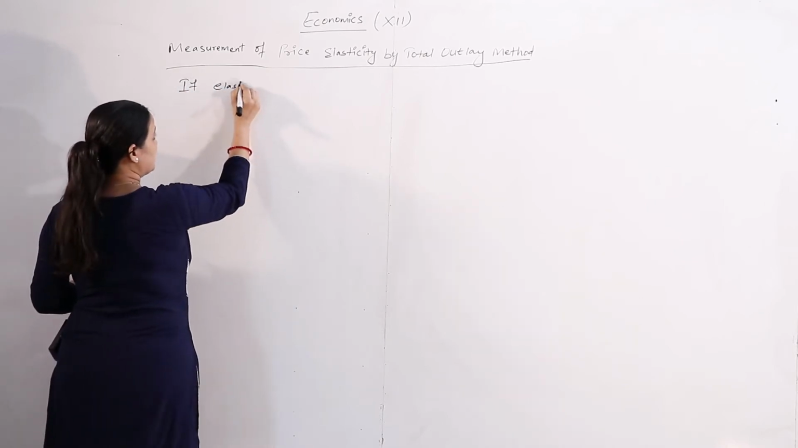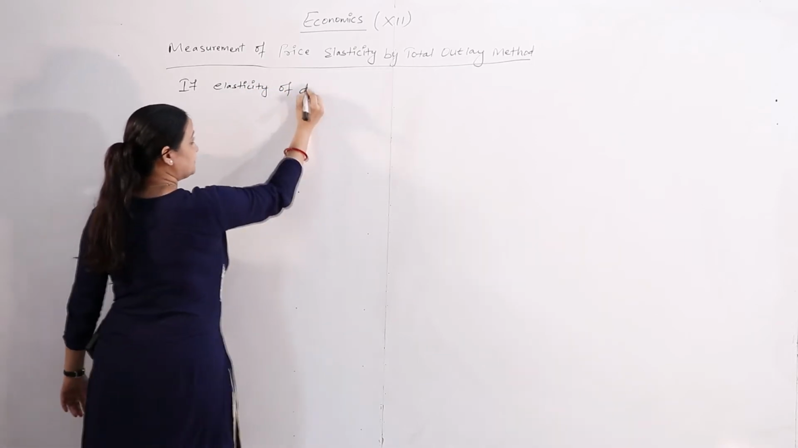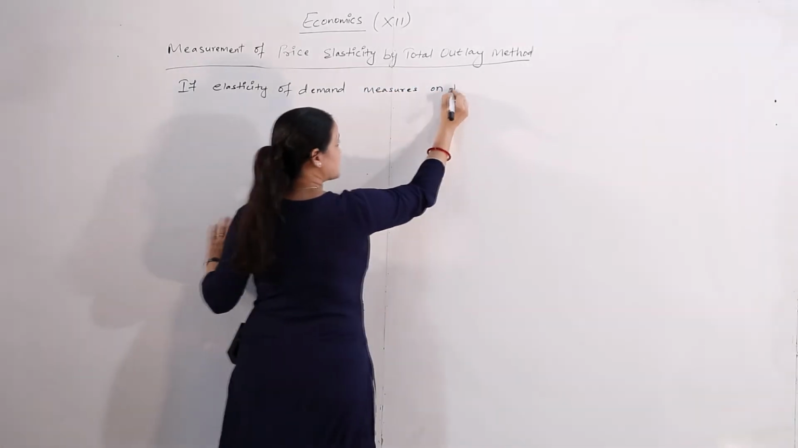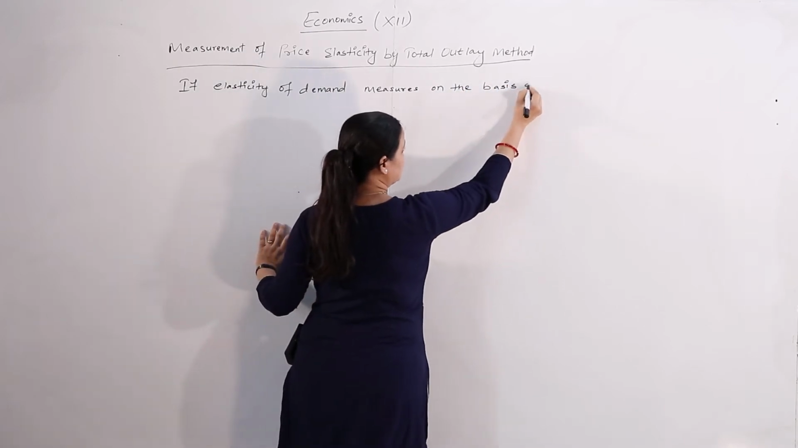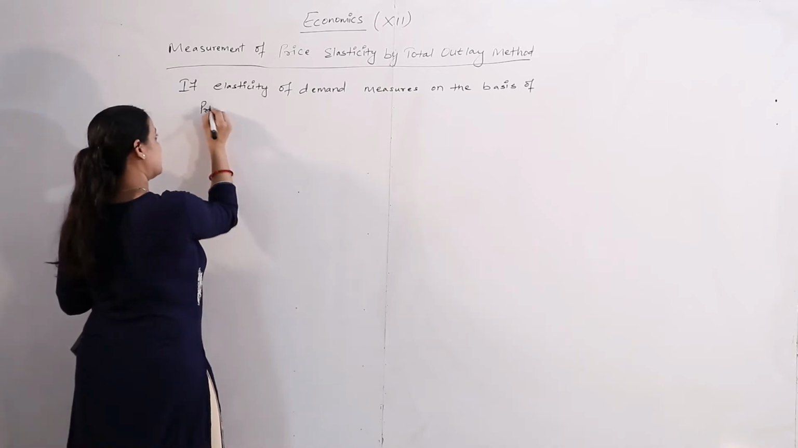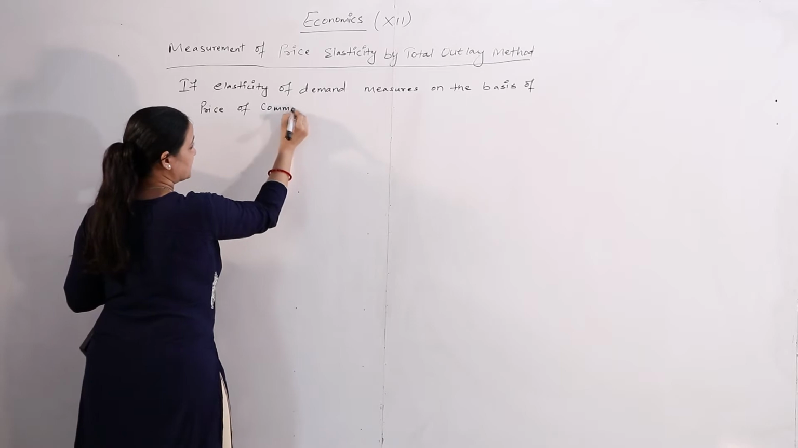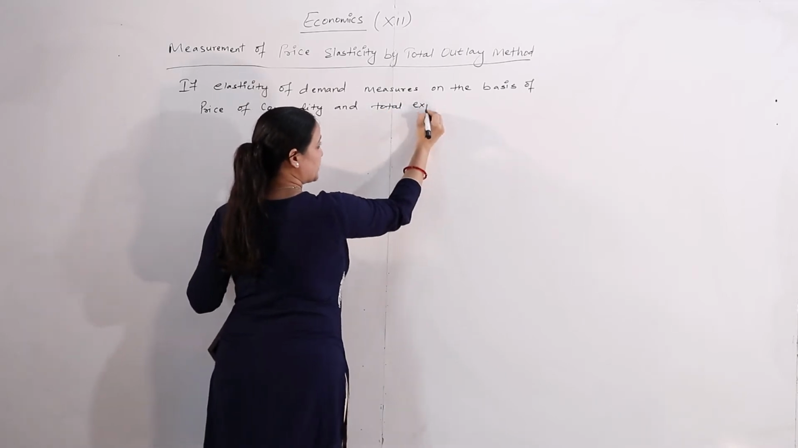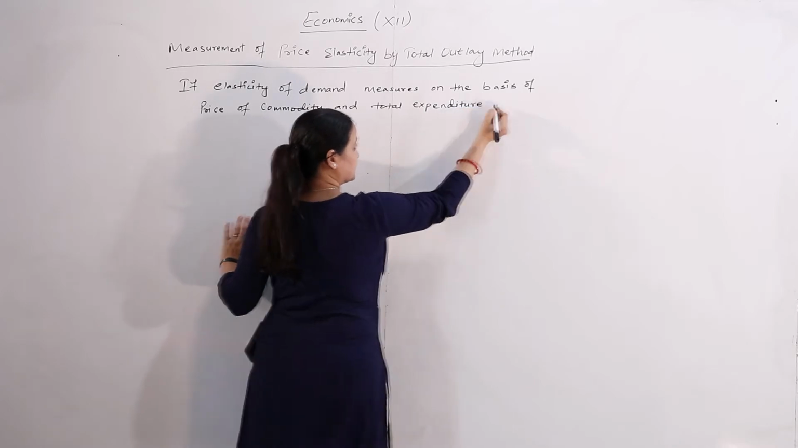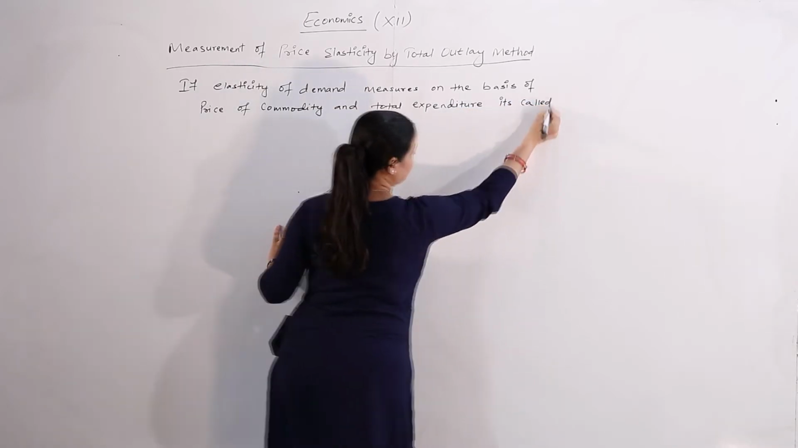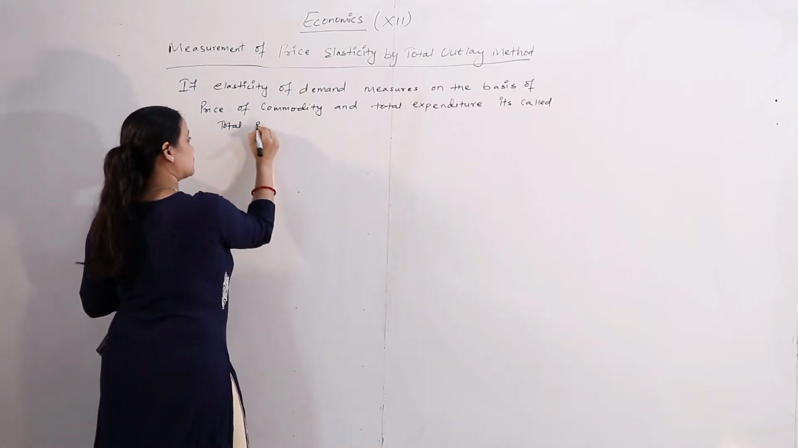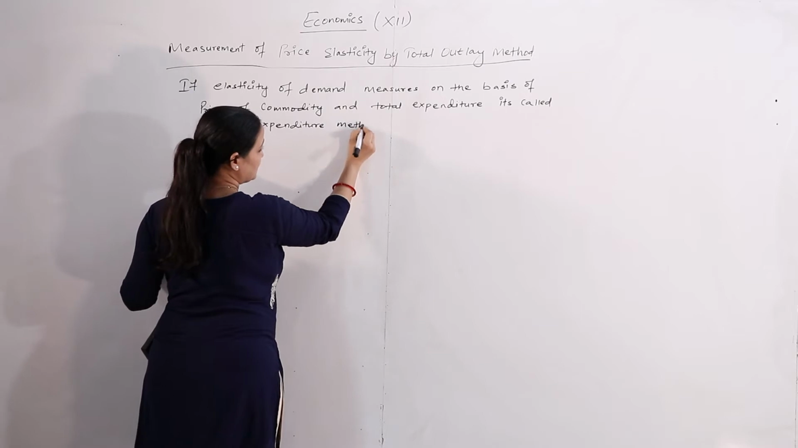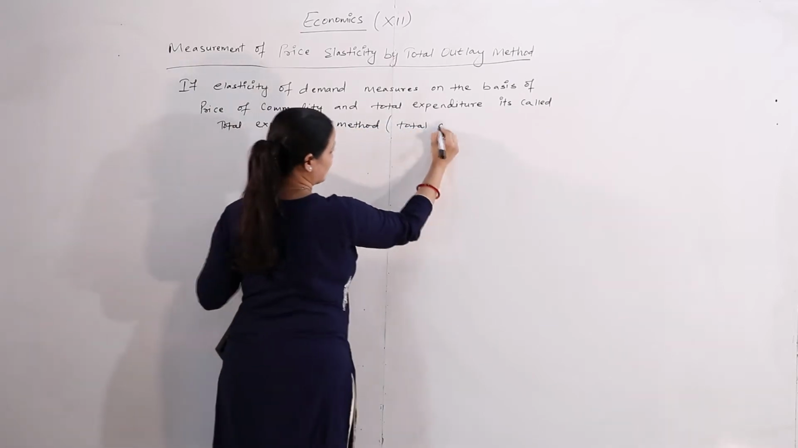If elasticity of demand measures on the basis of price of commodity and total expenditure, it's called total expenditure method or total outlay method.